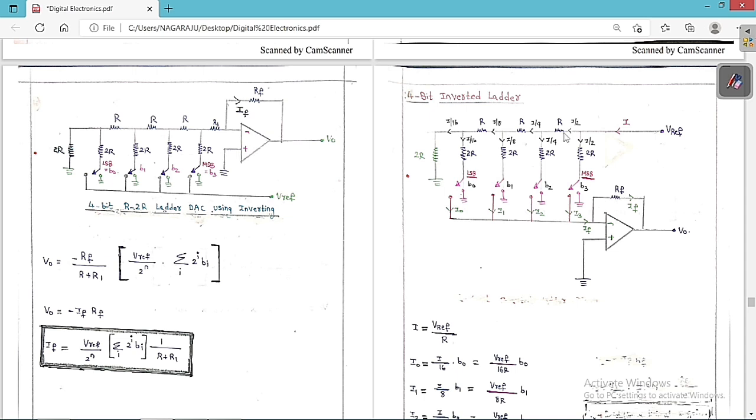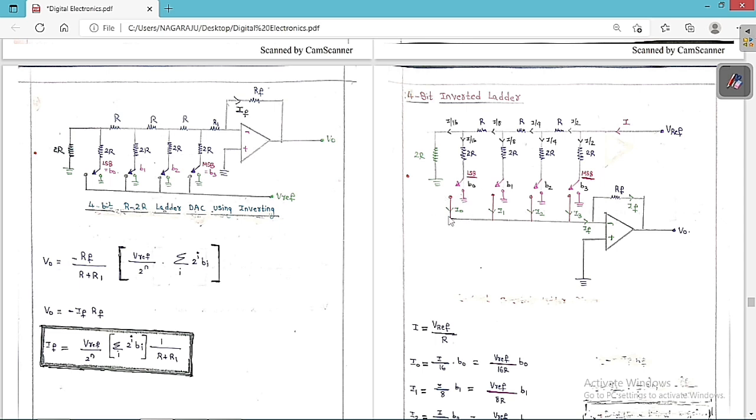So this I by 2 is again divided into two parts, I by 4 and I by 4. Again this current I by 4 is divided into two parts, I by 8 and I by 8. Again this current I by 8 is divided into two parts, I by 16 and I by 16. So this is the current division. I is divided into two parts, I by 2, I by 2, then I by 4 and I by 4, then I by 8 and I by 8, then I by 16 and I by 16. So this is the current division.